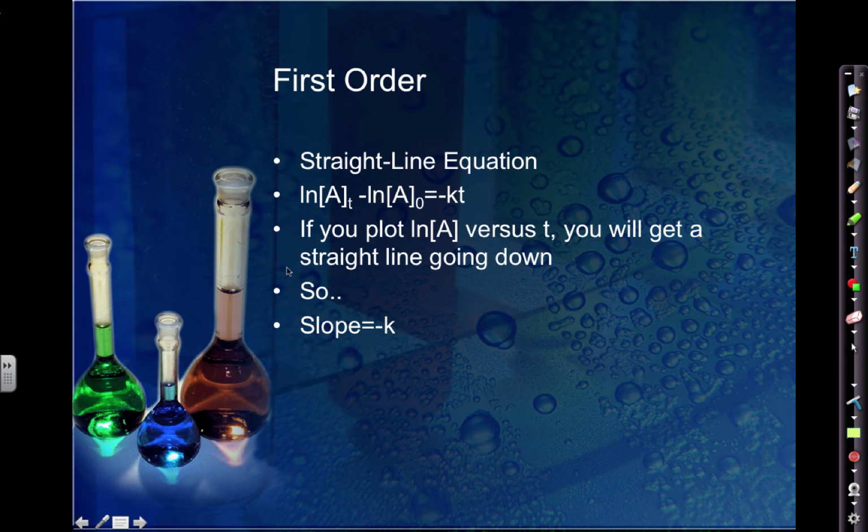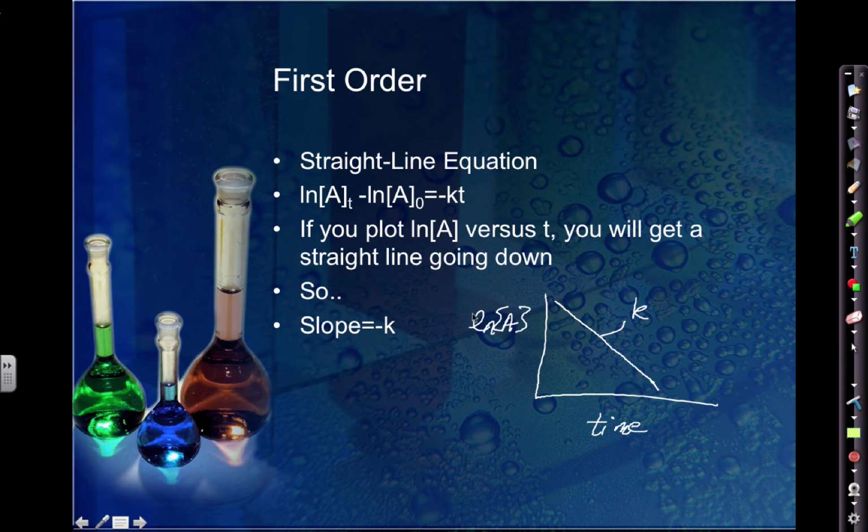So what you're going to see for this particular reaction, if you were to take the natural log of the concentration of A and graph it with respect to time, you're going to get a straight line going down like this. The slope of this line, since it's going down, should be negative. Well, K will be the slope of the line. But of course, K should not be negative, so the slope is equal to negative K.